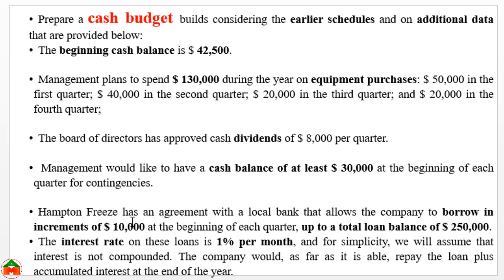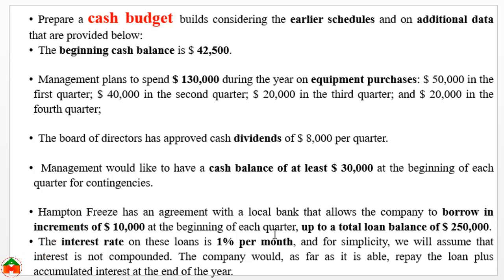If there is a deficiency in the cash balance, then there is an agreement between the bank and the company, and the agreement shows that the company can borrow in increments of 10,000. They cannot borrow in fractions. The borrowing amount should be 10,000, 20,000, 30,000, 40,000, 70,000, 80,000, 90,000. This way they can borrow money. If they need 11,000, they cannot borrow 11,000. They will need to borrow 20,000. They can borrow in increments of 10,000.